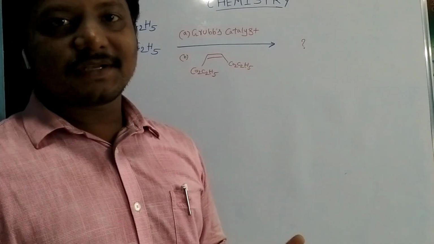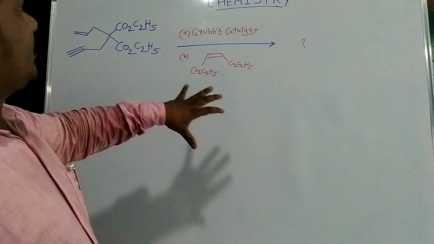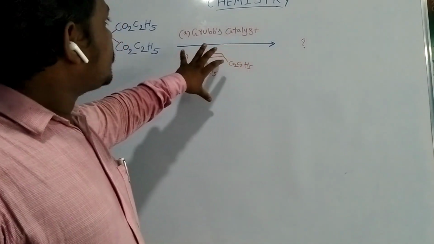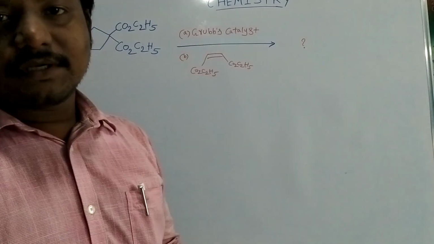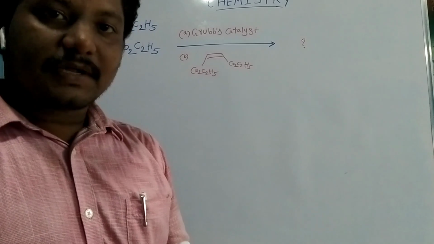Hi, today we will discuss another previous ESR question. To solve this question, we have to know what Grubbs catalyst is. Grubbs catalyst is a ruthenium carbene catalyst.